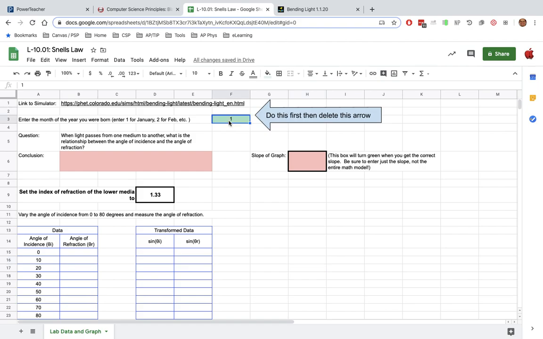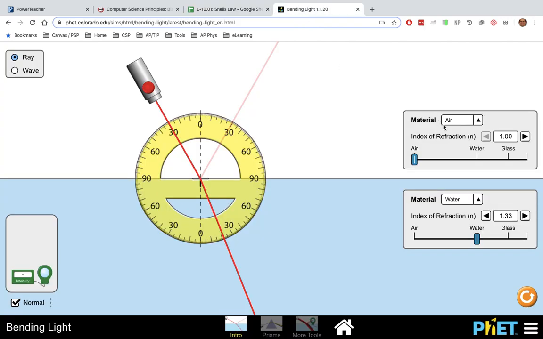All right. When you go to your lab document, it's going to look like this. You're going to put in the month in which you were born. So if it's July, you'll put in 7. And so this right here is the index of refraction you need to use for the lower media. For the upper media, we're going to use air. That's going to be exactly 1 right over here. But the lower media is going to be different for different people. So you're not going to have the same as anybody else.